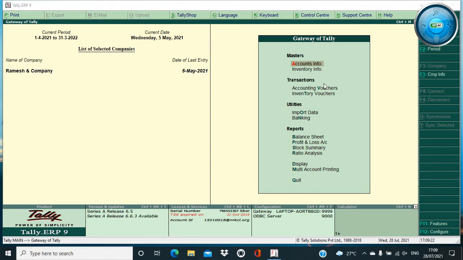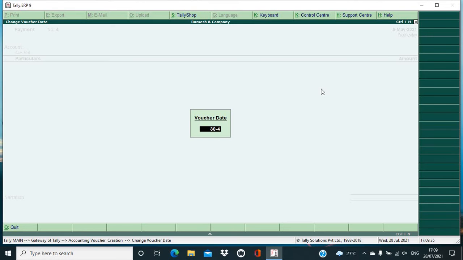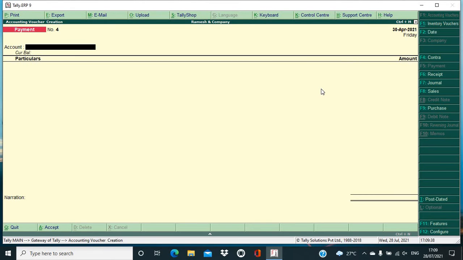First of all, let's go to accounting voucher. The very first step is that you have withdrawn the cash from bank. We will assume that you withdrew rupees 12,000 from bank. Let's give the date. We will assume that the transaction happened on 30th April. You have to use the contra voucher. In my earlier videos also I have told you that whenever the transaction is between cash and bank, or bank to bank transfer, you have to use contra voucher.